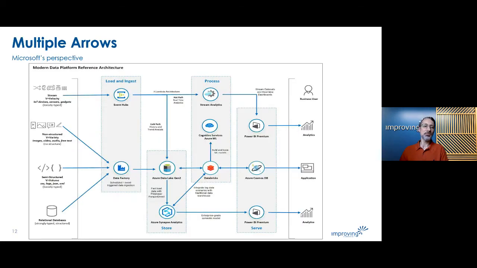Today, we have multiple arrows. We have arrows all over the place. This is from one of Microsoft's reference architecture diagrams. Now, I don't know about you, when I look at this, it's kind of like one of those weird paintings at the museum. I have to stare at it for 30 minutes before it starts making any kind of sense.